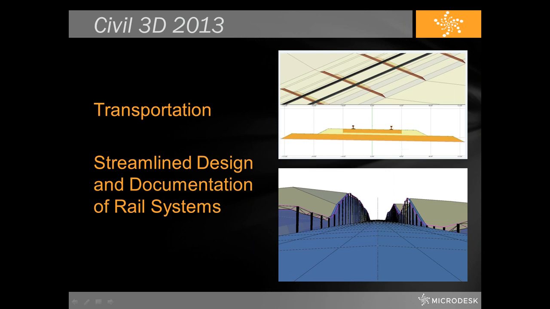Civil 3D 2013 includes a customizable rail subassembly and also includes new tools within the Subassembly Composer to help you create your own custom subassembly, which is a more accurate model to fit your unique project requirements.